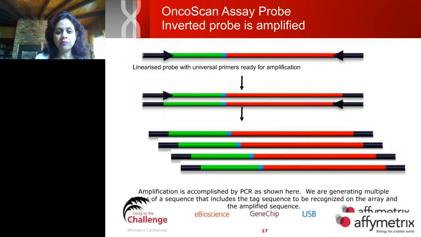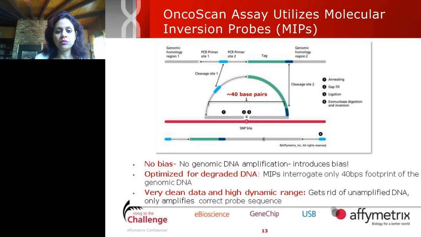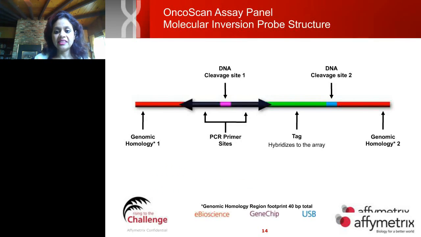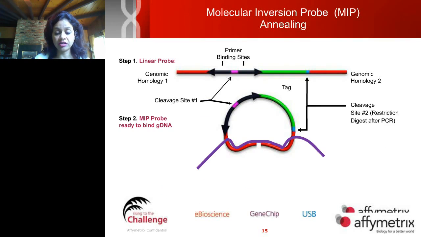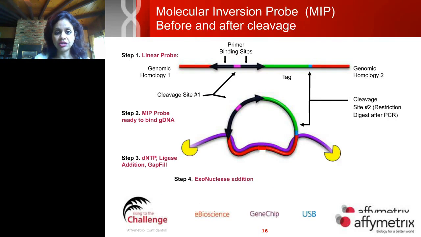And now again, going back to the summary, because of the way the molecular inversion probe technology works, the first point being it only needs a 40 base pair sequence. The second point being there is no genomic DNA amplification, only the correct probe sequences that have found the matching genomic DNA sequence are amplified. This is why this technology is optimized for degraded DNA, and it gives you clean, noise-free results from FFPE. And this has been acknowledged in several important publications, and I will be showing you one of them shortly.